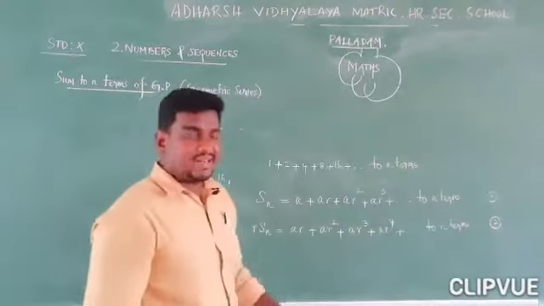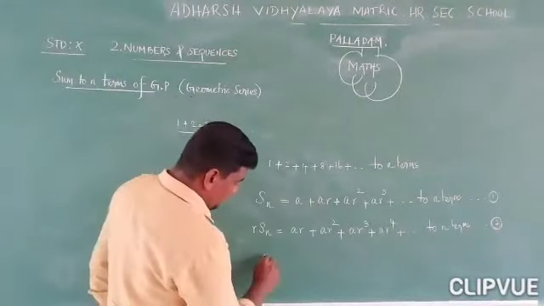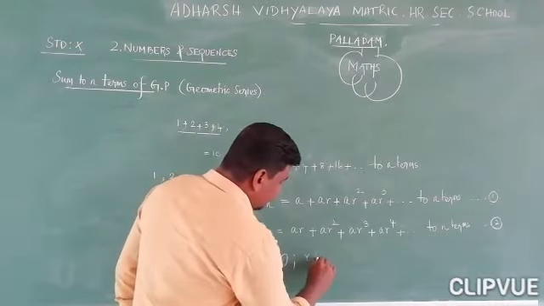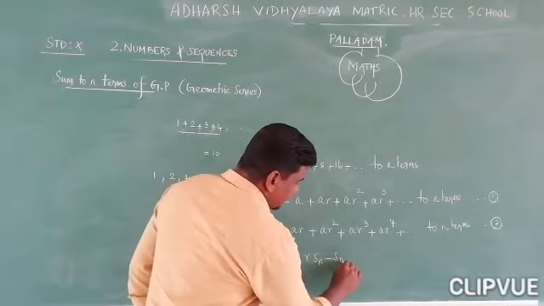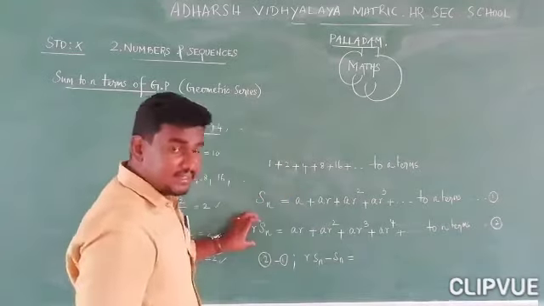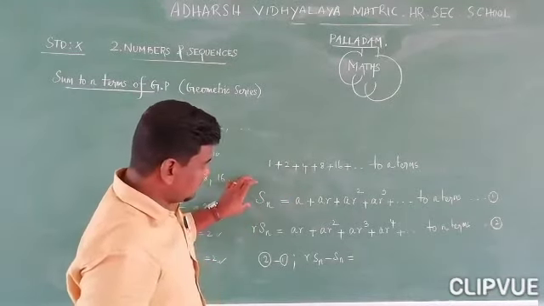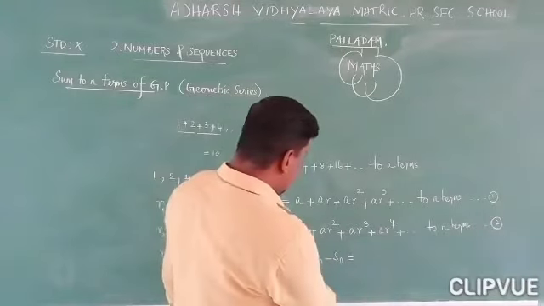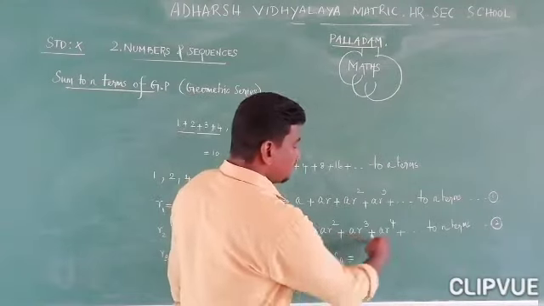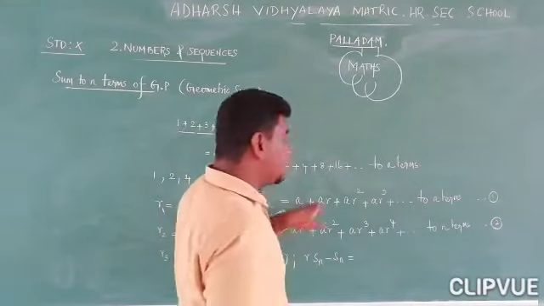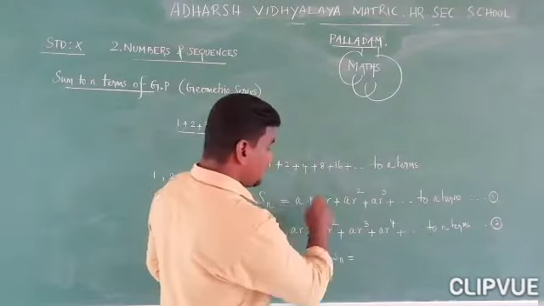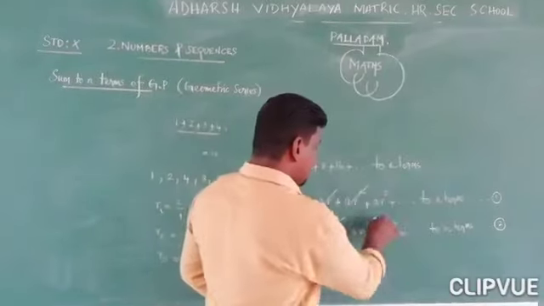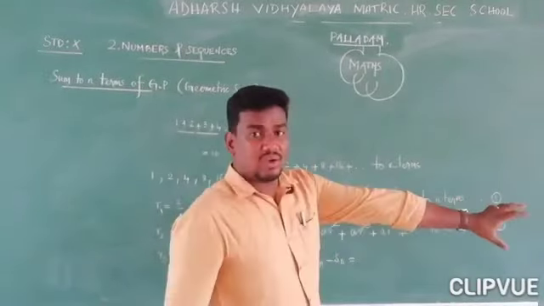If we subtract 1 from 2, what do we get? R of Sn minus Sn. This is the left hand side, the second equation minus the first equation. So r of Sn minus Sn is equal to ar plus ar square plus ar cube and so on, minus the first series. So this ar will be cancelled, and this ar square is cancelled, like this. So what do we have at last?